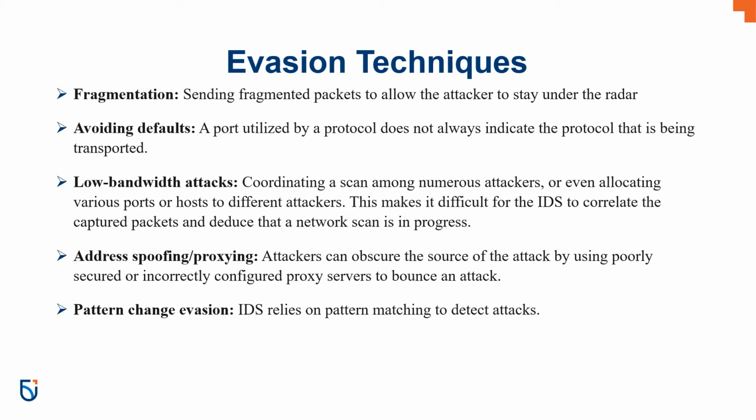Address spoofing or proxying. Attackers can obscure the source of attack by using poorly secured or incorrectly configured proxy servers to bounce an attack. If the source is spoofed or bounced by a server, it makes it very difficult to detect.